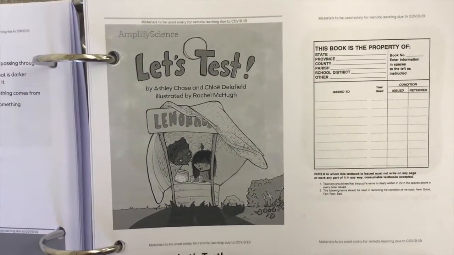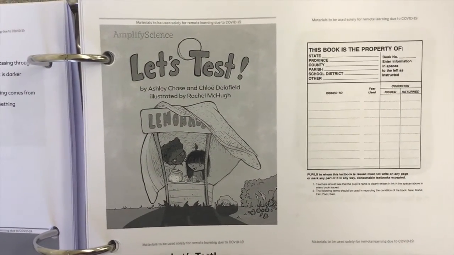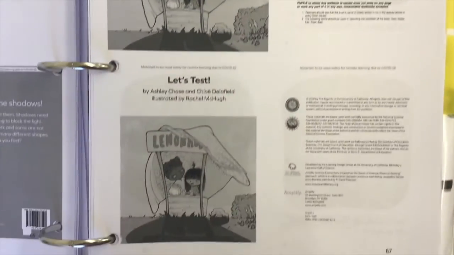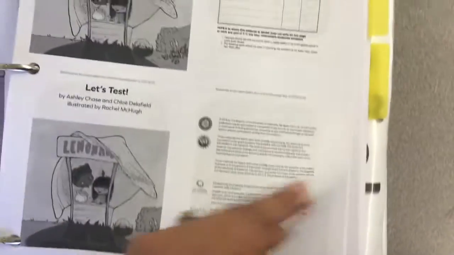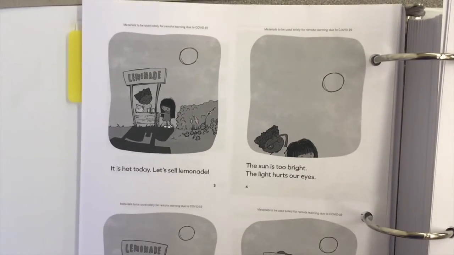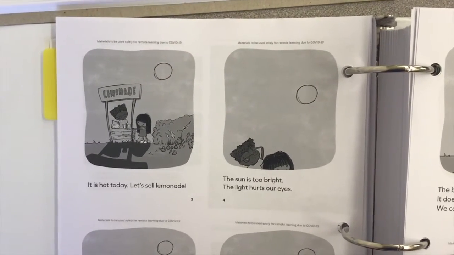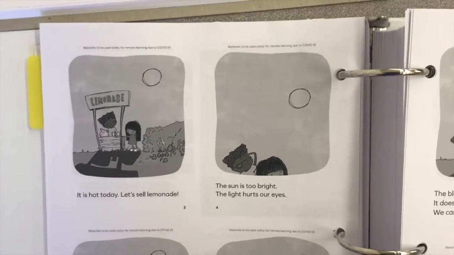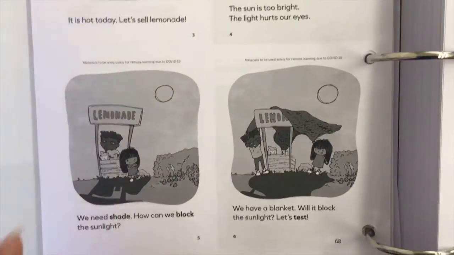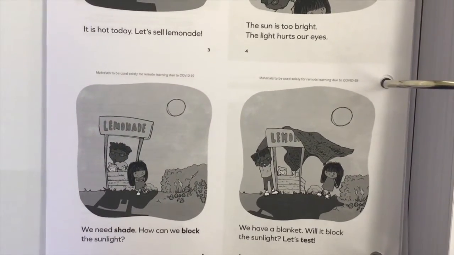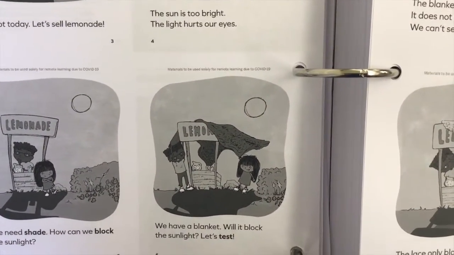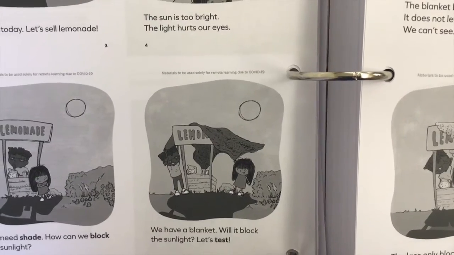Let's Test by Ashley Chase and Chloe Delafield. Illustrated by Rachel McHugh. Let's test. It is hot today. Let's sell lemonade. The sun is too bright. The light hurts our eyes. We need shade. How can we block the sunlight? Well, we have a blanket. Will it block the sunlight? Let's test.